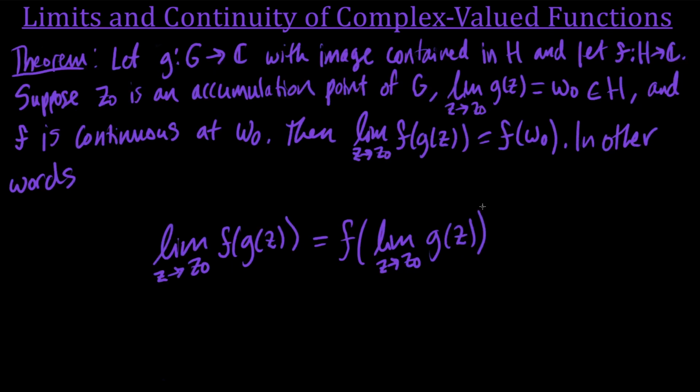All right, now I'd like to talk about a theorem that gives us a nice property about the limits of compositions of functions. Let g be a function from big G to C with image contained in H, and let f be a function from H to C. Suppose that z0 is an accumulation point of G, that the limit of g of z as z approaches z0 is w0, which is contained in H, and f is continuous at w0. Then the limit of f of g of z as z approaches z0 equals f of w0. In other words, the limit of f of g of z as z approaches z0 equals f of the limit of g of z as z approaches z0.